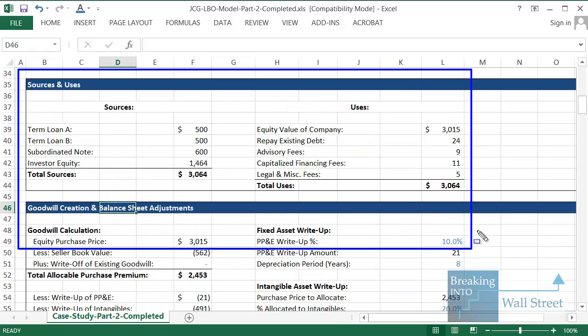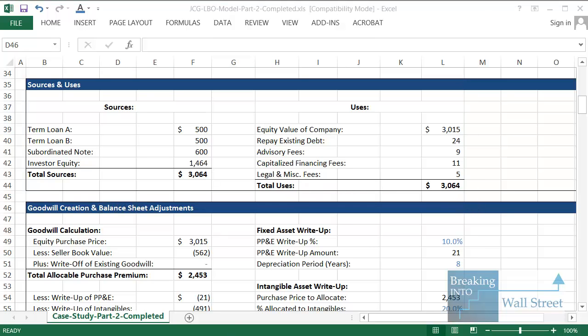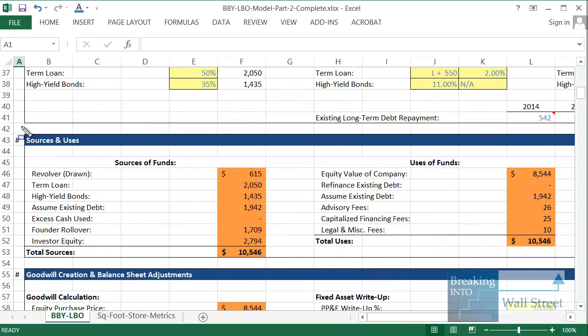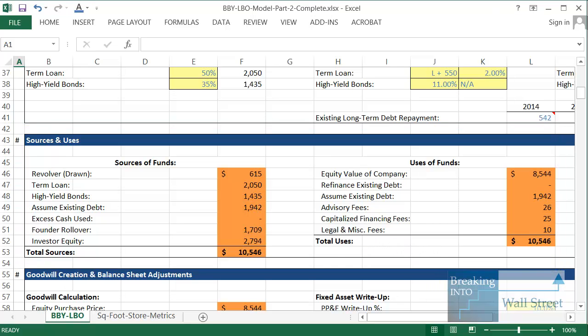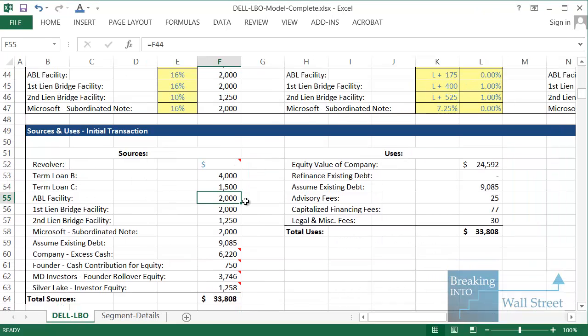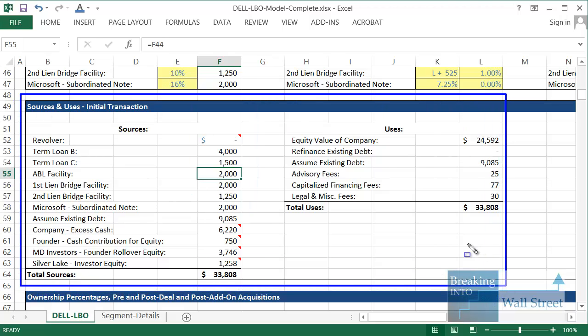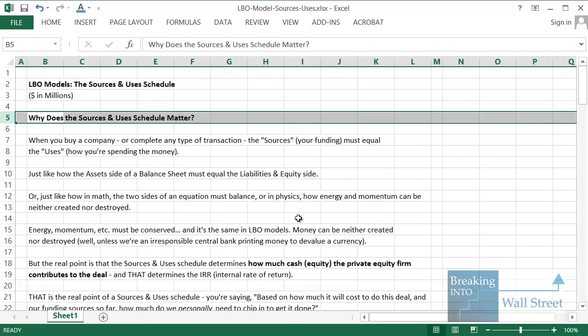Here's an example for the $3 billion leveraged buyout of J.Crew. And then we have another example here for a hypothetical leveraged buyout of Best Buy, and we also have a similar looking sources and uses schedule there. And then a third example is for the Dell leveraged buyout, Silver Lake's $24 billion leveraged buyout of Dell. We again have a sources and uses schedule right here. So it's a very common feature in LBO models and something that you're going to need to understand if you want to really understand the leveraged buyout model in depth.